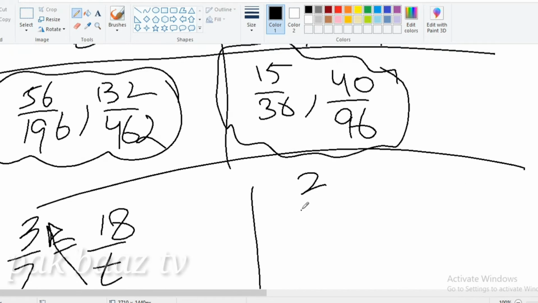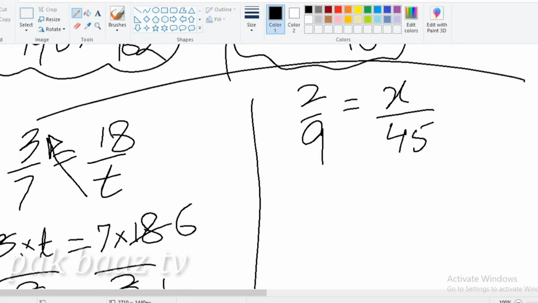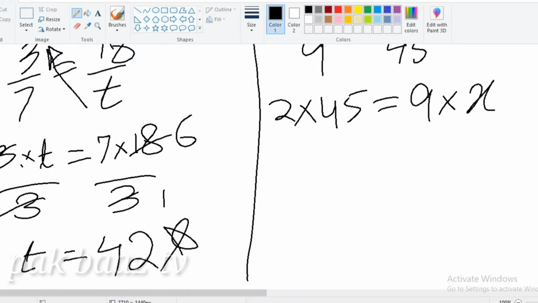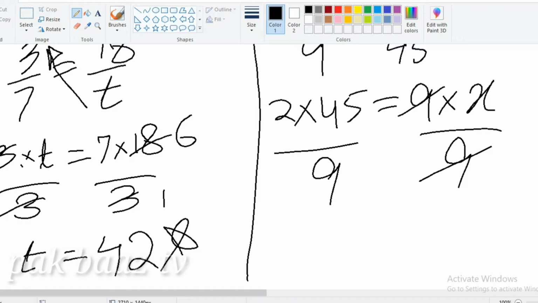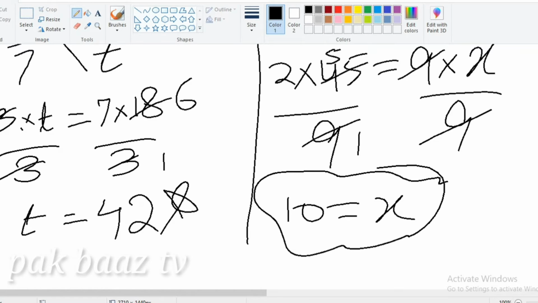2 by 9 equals x by 45. Okay, what should we have to do? First thing we have to do is cross multiplication. 9 multiplied by x here. We don't need 9 here, so that's why dividing by 9 on both sides, you will get 9 ones are 9, 9 fives are 45. 5 twos are 10. So your value of x is 10.